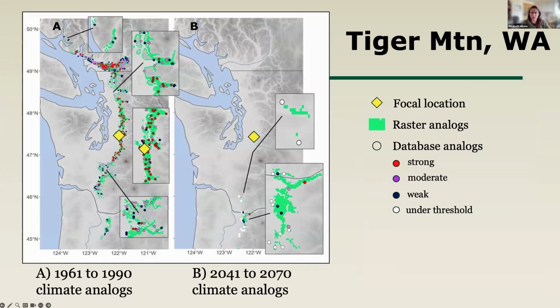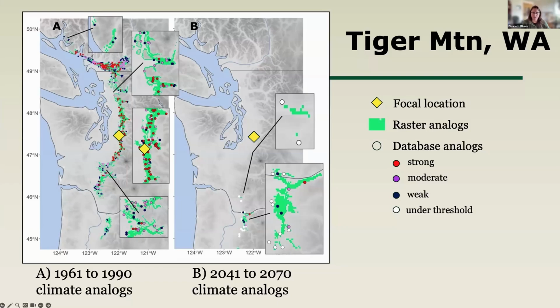This is Tiger Mountain in Western Washington State. The panel on the left has climate analogs identified for our contemporary climate. The yellow diamond indicates our focal point. And the color of those dots indicates the threshold confidence for each of our analog plots, as well as the green polygon, which indicates the total area under our weak threshold climate distance. So a common theme that we see, again, the panel on the left is our contemporary climate analogs. The panel on the right are our climate analogs projected for the mid-century.